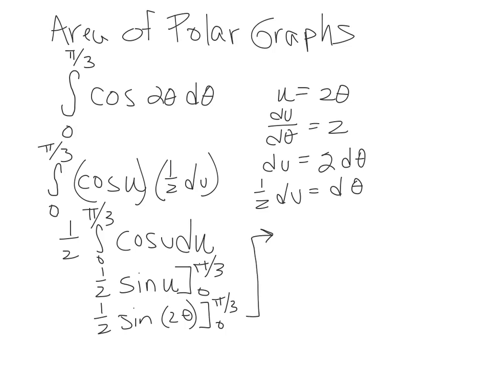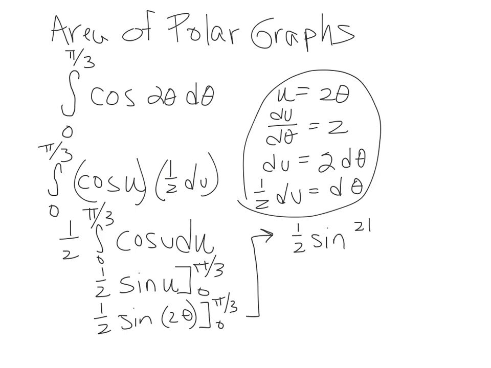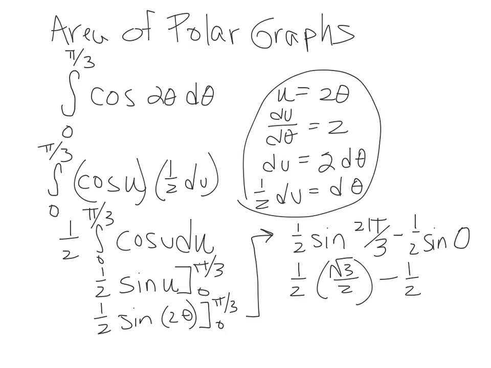So 1/2 sine of 2 pi over 3 minus 1/2 sine of 2 times 0, which would be 0. So this is 1/2 times the sine of 2 pi over 3, which is the square root of 3 over 2, minus 1/2 times the sine of 0, which is 0. So this would be square root of 3 over 4.